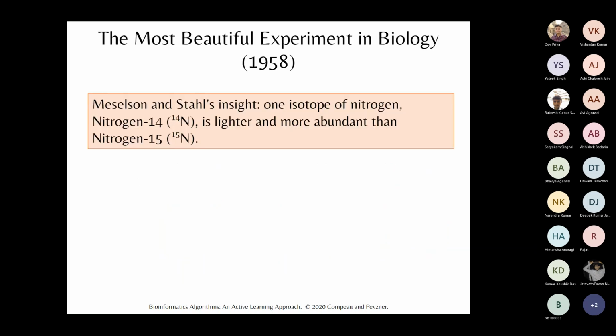This experiment is called the Meselson-Stahl experiment, where they took an isotope of nitrogen, nitrogen 14, which is lighter than the most abundant form, nitrogen 15, and they introduced this isotope, basically nucleotides labeled with this isotope, during the process of replication.